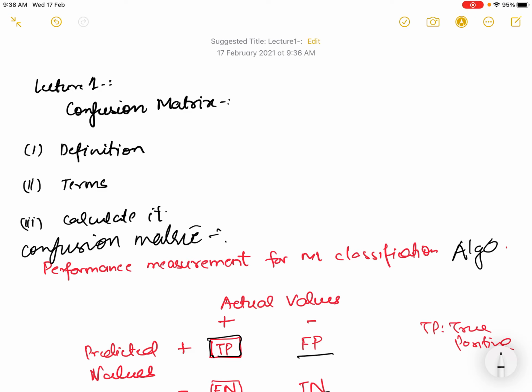So now let us start with the definition. Confusion matrix is nothing but a performance measurement of a machine learning classification algorithm. To explain this definition a bit more, let me give you an example. What do we mean by the performance measurement for an ML classification algorithm?